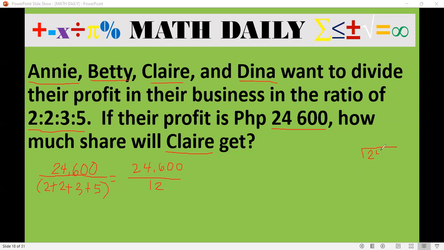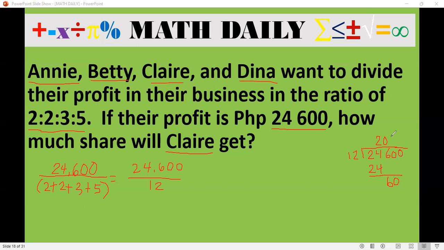So 24,600, and we are going to divide that by 12. So we have here now 2 as the answer. 2 times 12 is equal to 24. And then we need to bring down 6, and dividing 6 by 12, that gives us a 0. And then you have to bring down another 0.